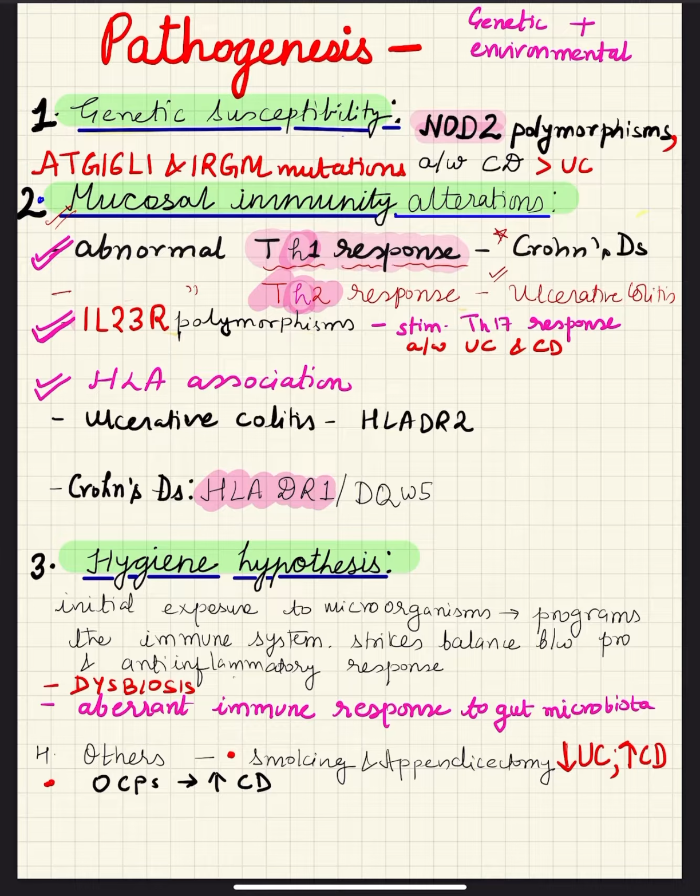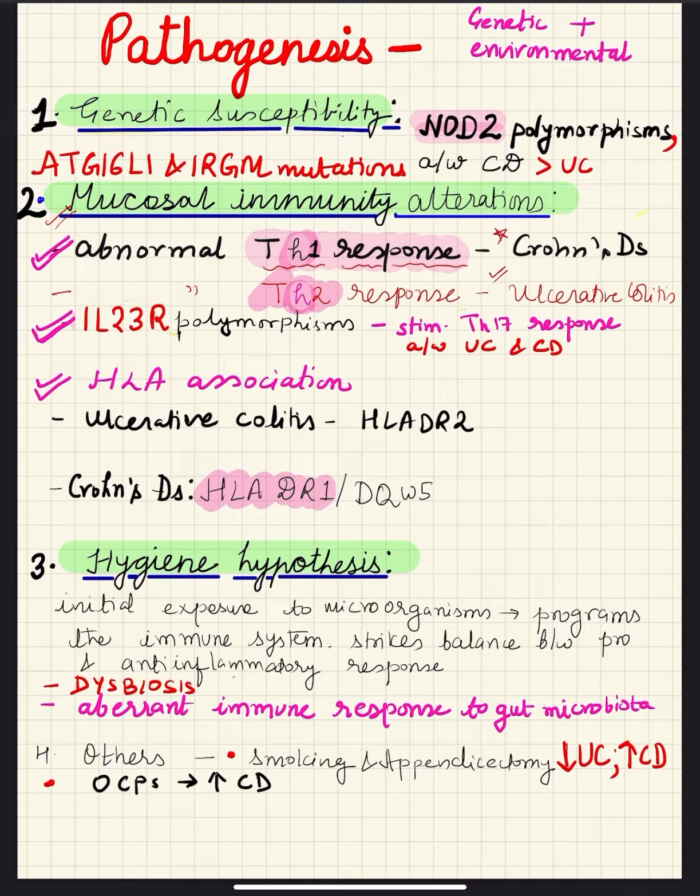NOD2 is a gene which codes for a protein NOD2, and this protein is present inside the cell cytoplasm. So it's an intracellular receptor which senses the presence of any pathogen. It recognizes the peptidoglycans on the bacteria, and this protein is seen in the Paneth cells, and normally it mounts an immune response against the bacteria or pathogen.